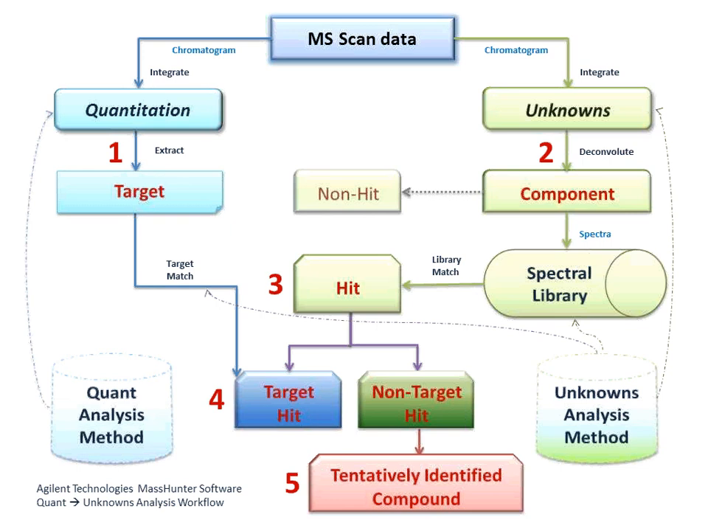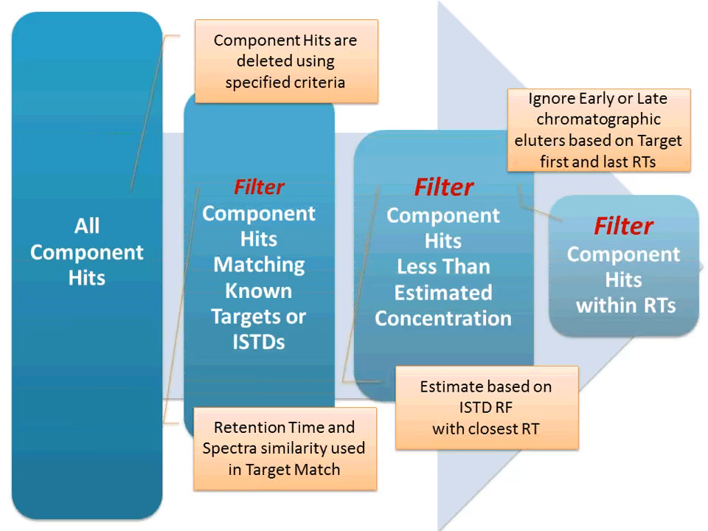Now, there's a number of ways to make that judgment. And I'll take as an example the analogy to the EPA environmental protocols, which have the following logic. With the batch that's been done, we're going to do a series of filtering steps. We're going to filter out the targets, or ISTDs. Sounds familiar. We're going to filter these hits, which are less than an estimated concentration relative to the ISTD.